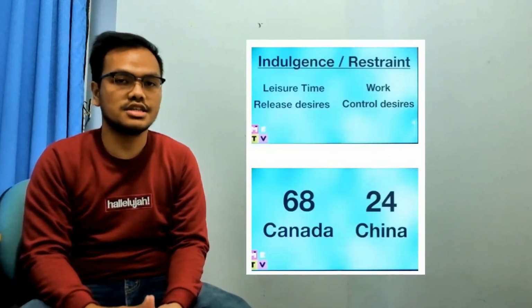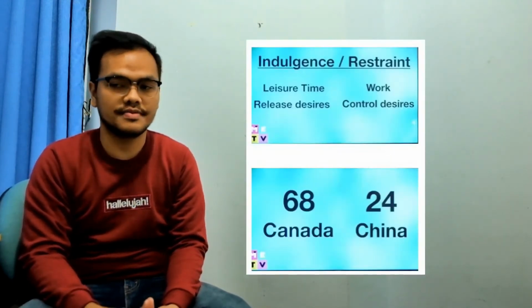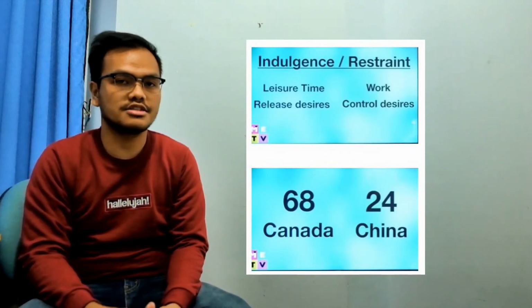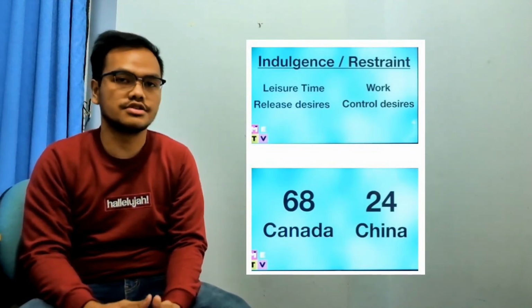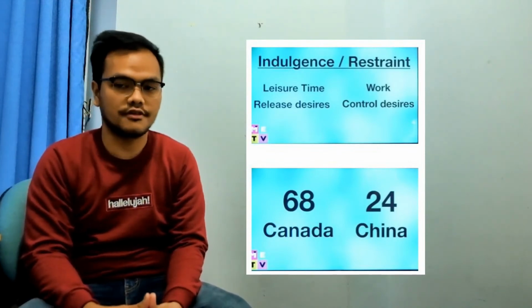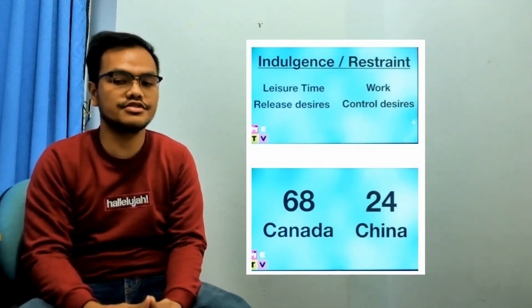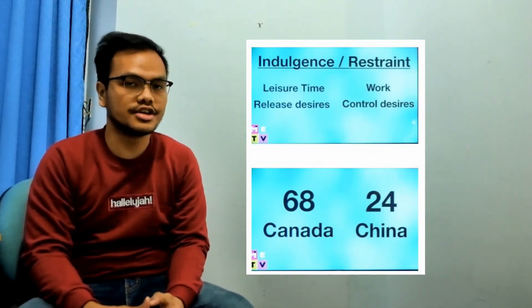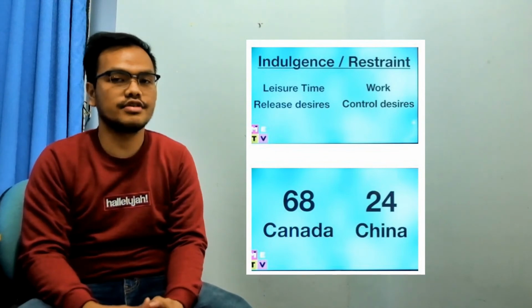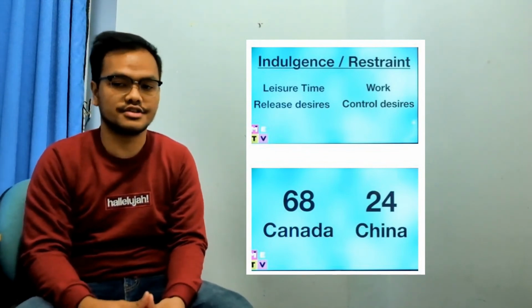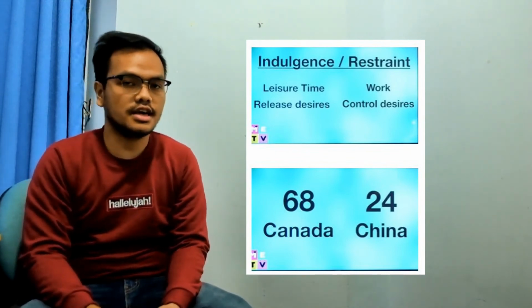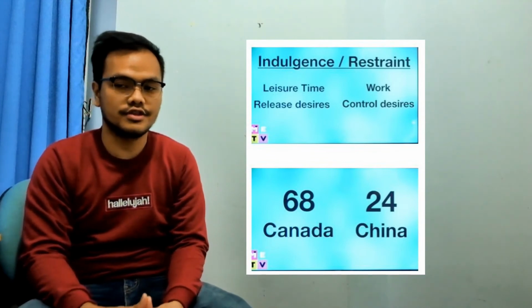The last dimension is indulgence versus restraint. It measures how much you can express your feelings, how much you can express yourself. Indulgence relates to leisure time and release of desires. On the other hand, restraint relates to work and control of desires. Canada scores 68 and China scores 24.